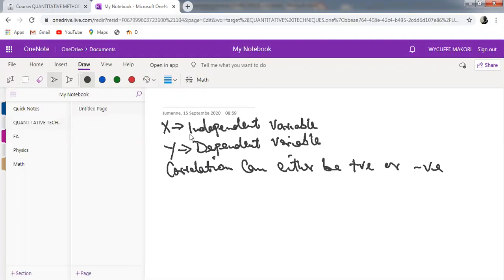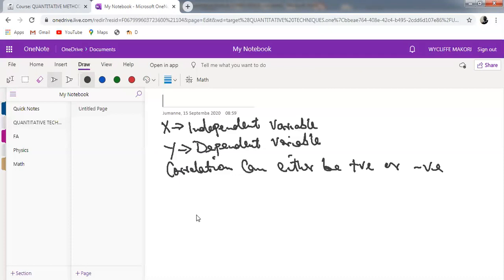The positive correlation is where an increase in x results in an increase in y, and a decrease in x results in a decrease in y. That is positive. When it is negative, it is a case whereby you increase the x, the y decreases. You decrease the x, the y increases. So that is basically the difference between the two types of correlation.